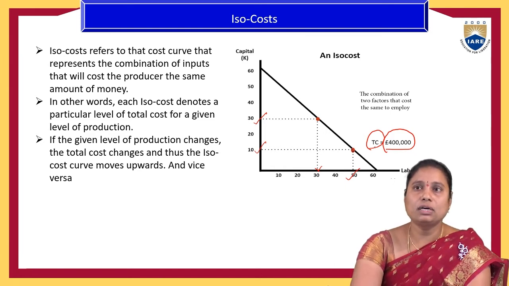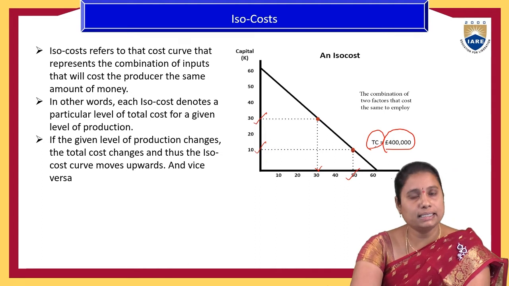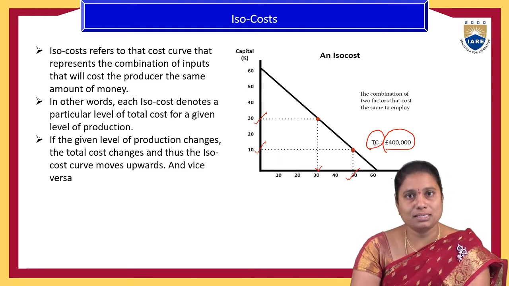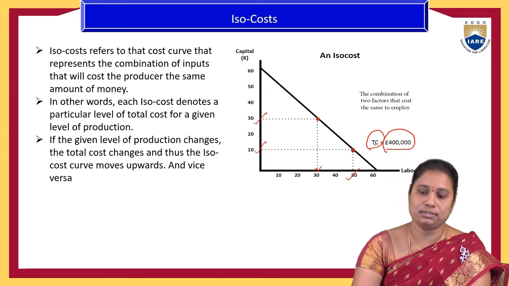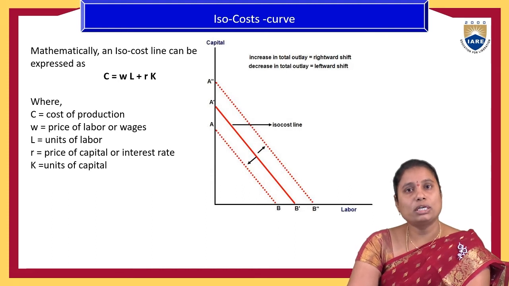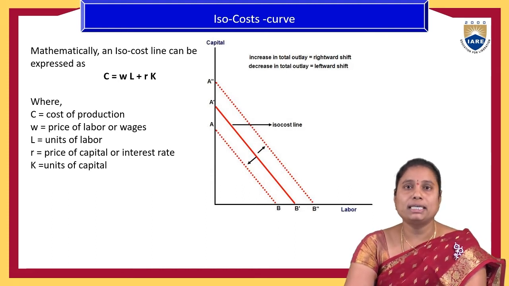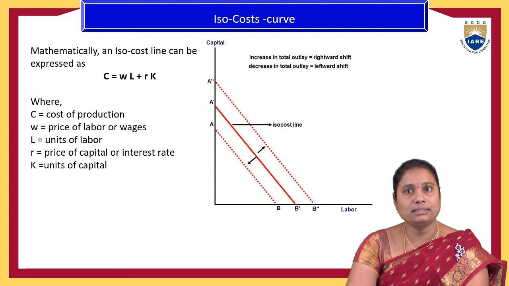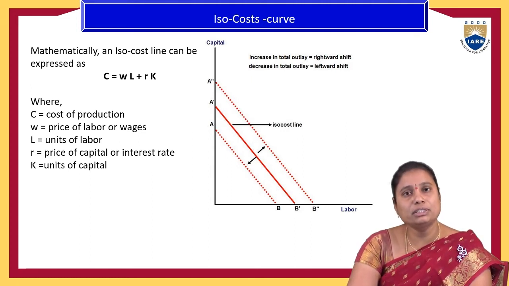That is the combination of two factors. Again, here also there are two factors that cost the same to the producer. Then that combination of the input production function elements is called the isocost. So the formula for isocost is: cost of production equals the wage paid to labor times the number of laborers, plus the rate of interest paid for the capital times the capital being used.